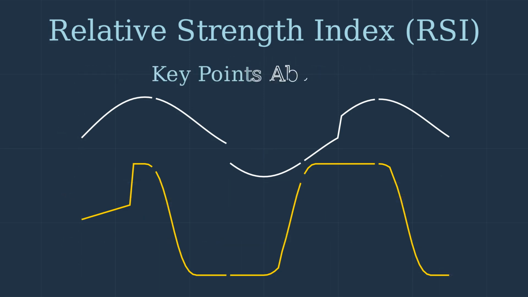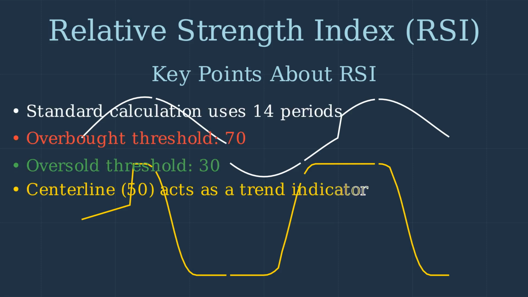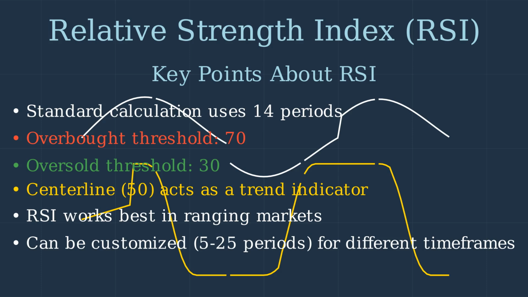Let's summarize the key points about RSI. It traditionally uses a 14-period calculation, with thresholds at 70 and 30 marking overbought and oversold conditions. The center line at 50 can indicate the overall trend direction. While RSI performs best in ranging markets, traders can customize the period settings between 5 and 25 periods depending on their trading style and time frame.